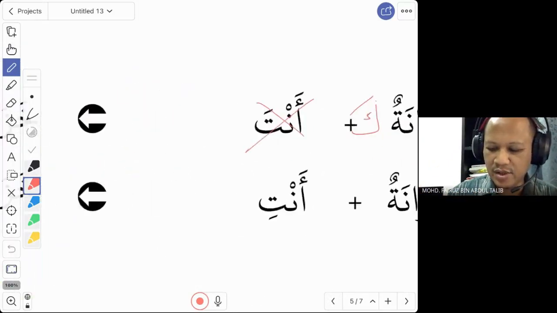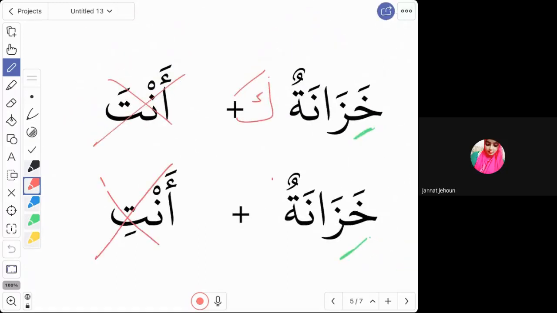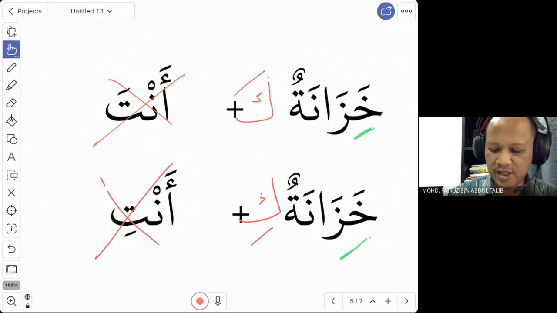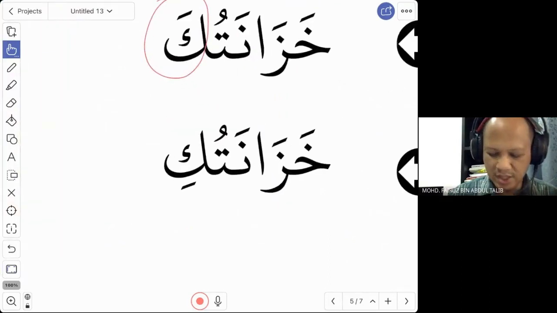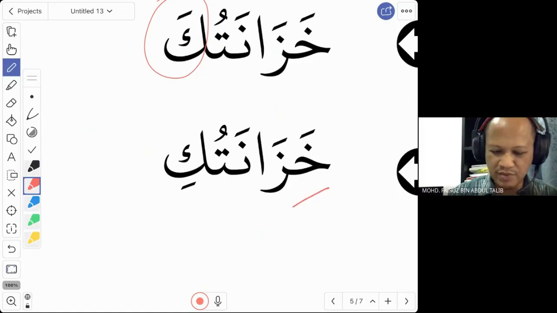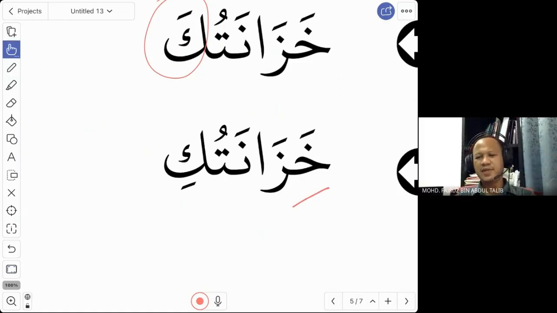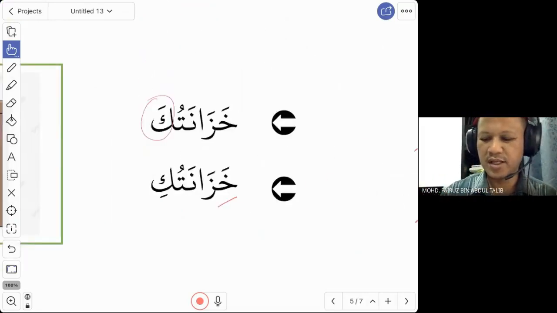And to say your for female, anti, we say khazanatuki. Yes, correct. So for anti, we use ki instead of ka. Khazanatuki or khizanatuki, both are correct. So these are the six dhamair muttasila. Please study the dhamair munfasila and also the dhamair muttasila.